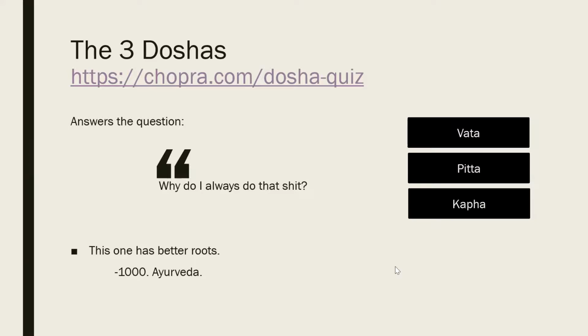I mean, there are 5 elements, and these 5 elements are inside everyone, literally everyone. And the composition of those elements, like the percentage of those elements, constitute ultimately the Vata, Pitta, and Kapha. And then there is balancing these 3 doshas.